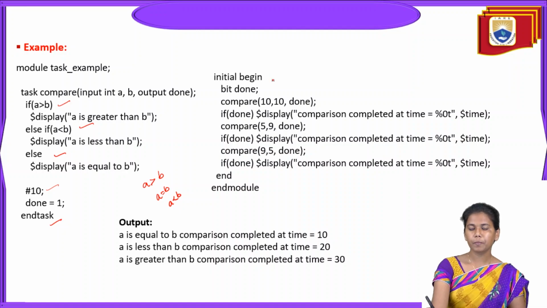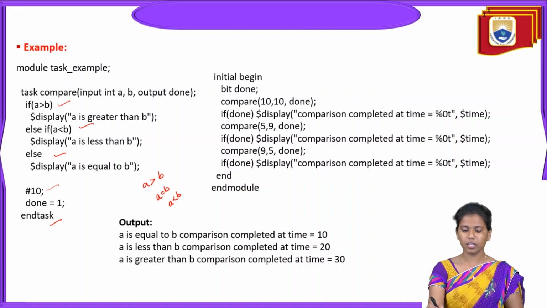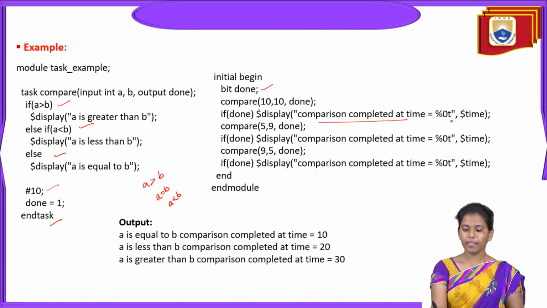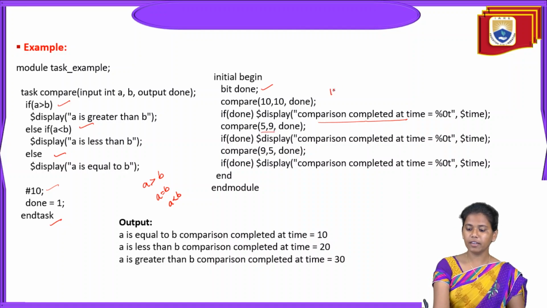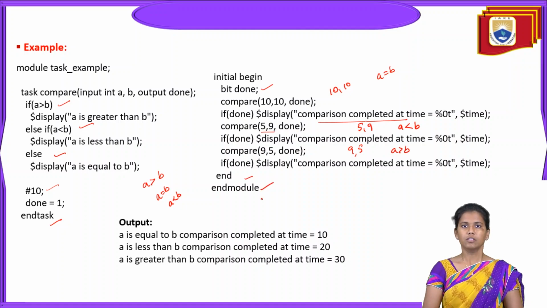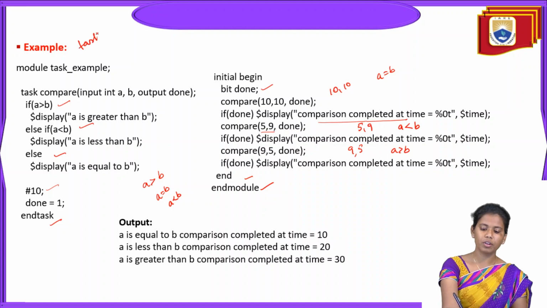Then initial begin. So bit done, bitwise bit I'm considering. And now I compare 10, 10 and done. And now if it is done, I have to say that the comparison completed at time 0, right? And then 5, 9. See, 10, 10 means A is equal to B. And if it is 5, 9, A is less than B. And here it is 9, 5, so here A is greater than B. And then finally end module. Okay. So this example is in terms of task.